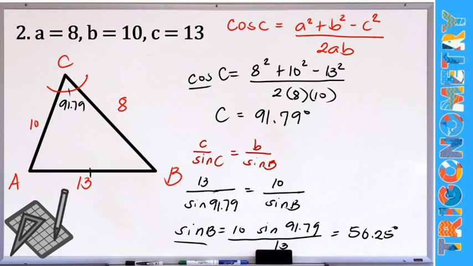Then finally, to get our angle A, subtract from 180. So 180 minus your C and B, which is 91.79 and 50.25. So your angle A is equal to 37.96 degrees. So that's how you're going to answer letter B, number 2.